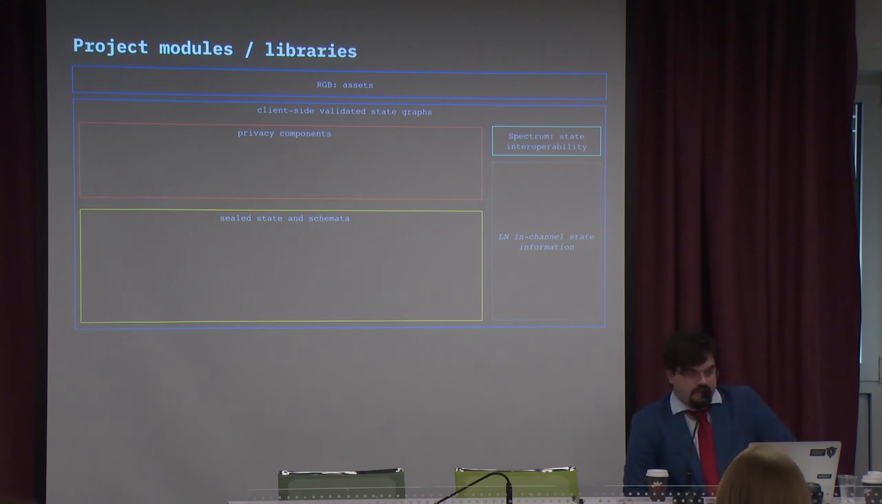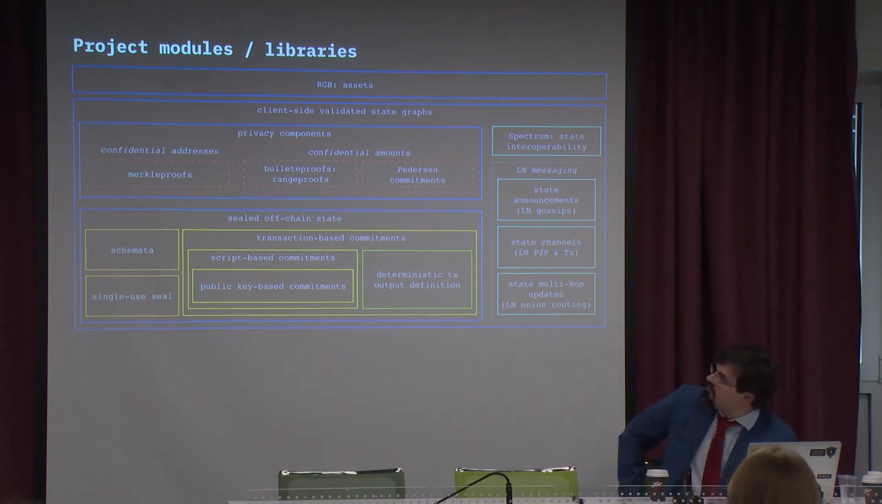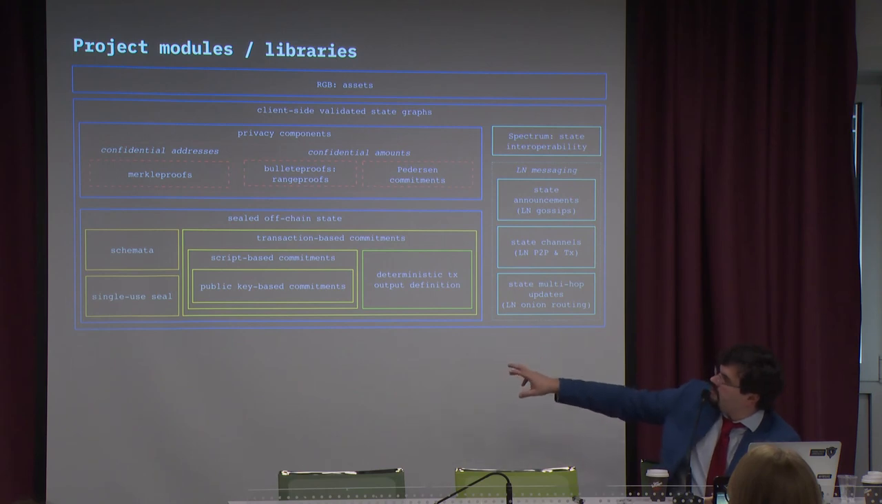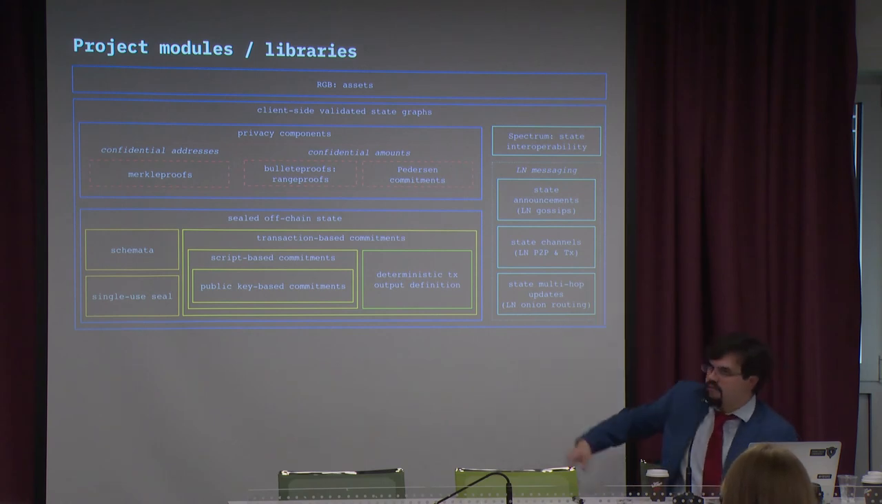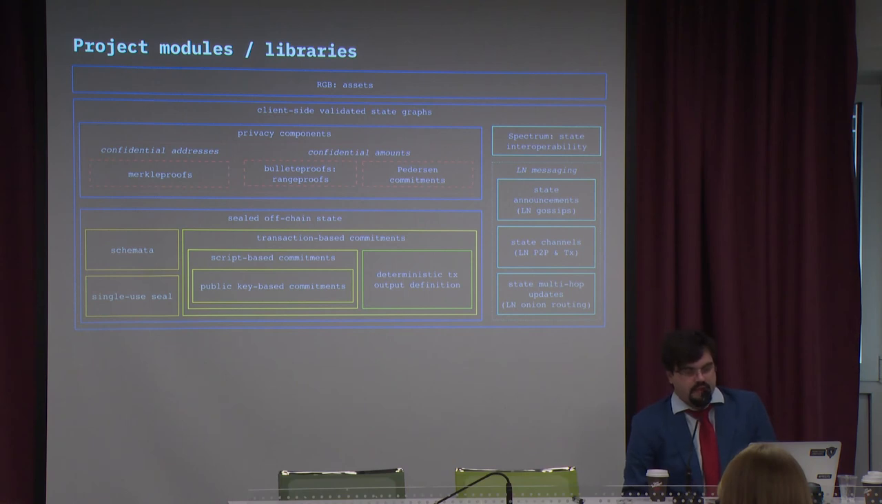And the subcomponents for the client-validated state would be related to privacy, management of single-use seals and schemata, and Lightning network specific parts for Spectrum and for messaging. Here is a more detailed substructure. For privacy, we will probably use mostly existing libraries, maybe writing some wrappers for them. And for off-chain state, we will have a separate block for schema, for single-use seals, and the nested typing of the different embedded forms of commitments inside the transaction. And again, we will need components for providing, reading and parsing TLV extensions from Lightning messaging.